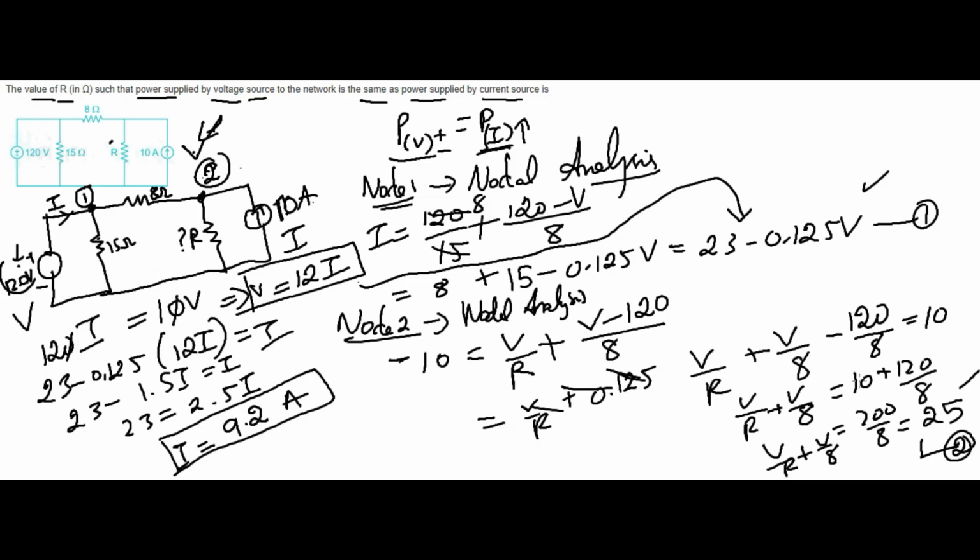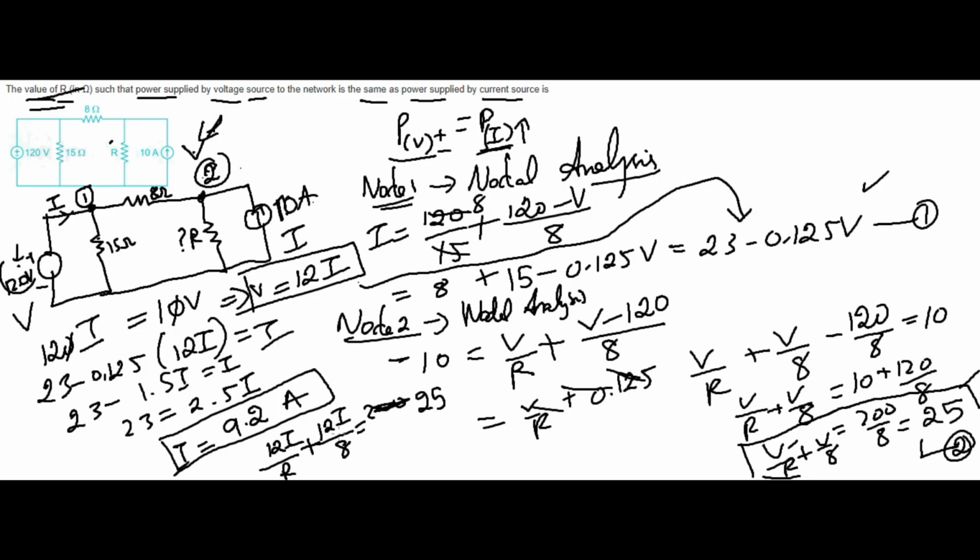Now in equation number 2 you have to make a substitution. Don't forget this one. V means 12I, is it right? So 12I divided by R plus 12I divided by 8 is equal to 25, we have already found out. So substitute the value of R. What is the value of R? R we only have to find out.